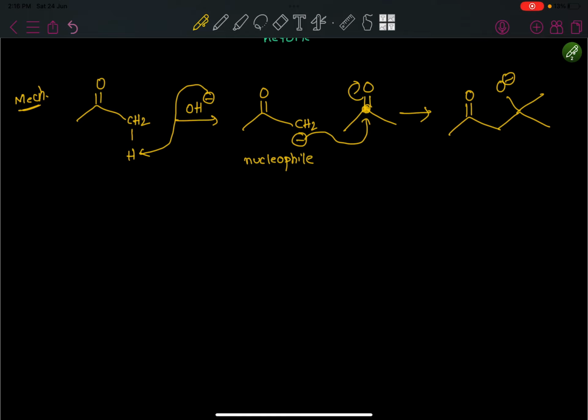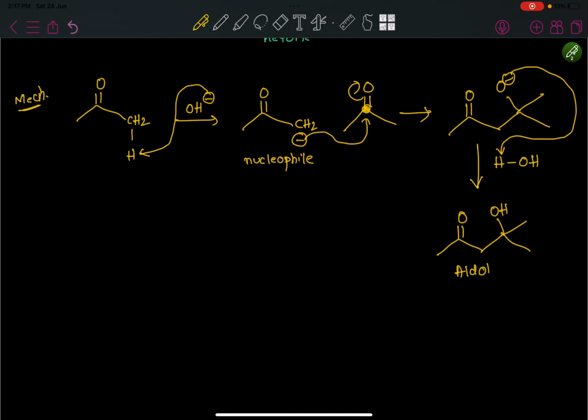After this, I'm going to treat this with water. Can I write water as HOH? Because this minus charge is going to abstract this hydrogen now. That's it. So what are you going to get? An intermediate aldol product, which is nothing but this. So this is my aldol product.